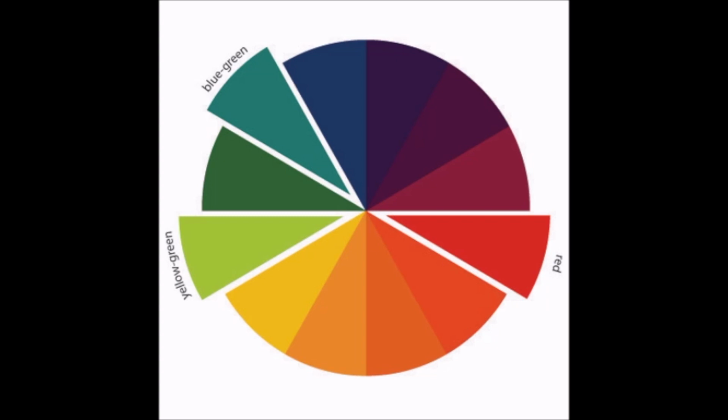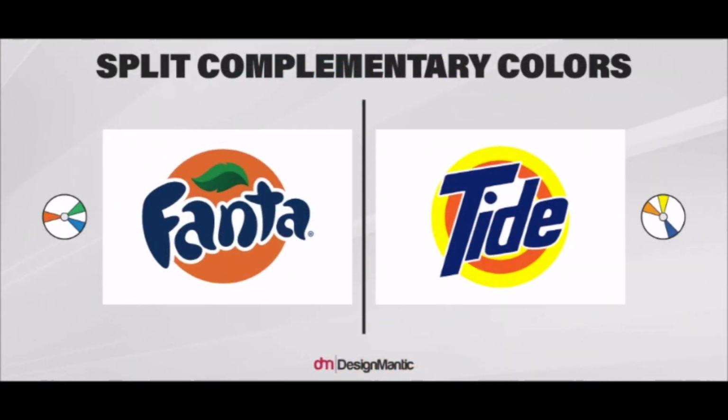Split complementary colors are great for having contrast and showing emphasis without being as jarring as complementary color schemes. In this example of logos, we can see how Fanta uses an orange, blue, and green split complement, while Tide uses blue, yellow, and orange. Can you guys think of any other logos that use a split complementary color scheme?